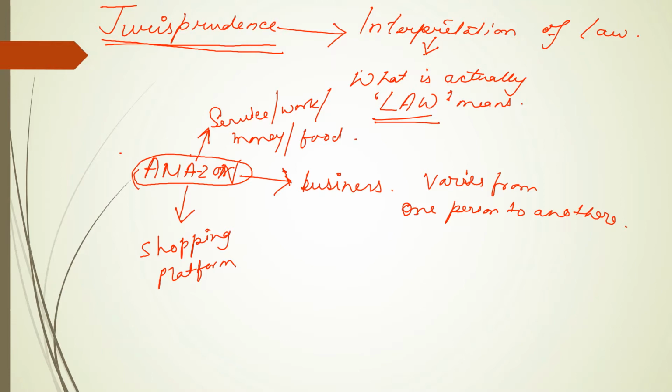So we are actually interpreting the term Amazon. Amazon means a shopping platform for us, business or money for the people who started it, and for those who work under Amazon it's money, service, salary. So we have interpreted it in different ways. In the same way, how you are interpreting law, got it? That is known as jurisprudence. I need some more space to explain law, so let me explain in the next page.